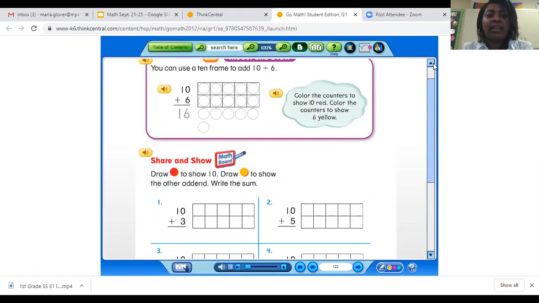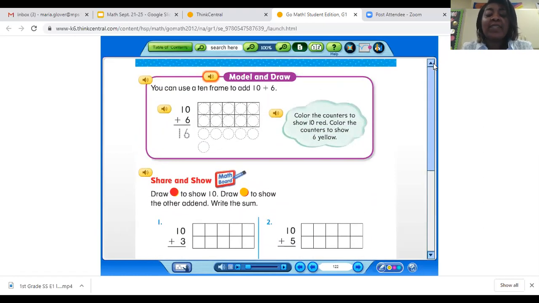So you can use a 10 frame to add 10 plus 6, okay? So you see how they filled the frame? So I know that there are 10, and then there are 6 that are a little bit below the frame. So that's 10 in here, 11, 12, 13, 14, 15, 16.